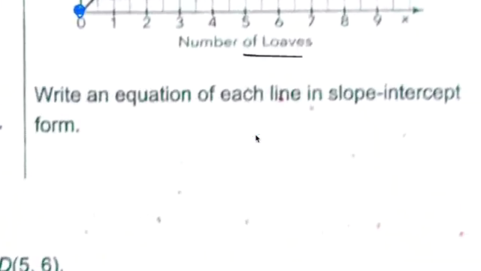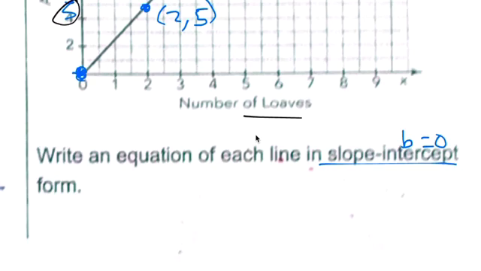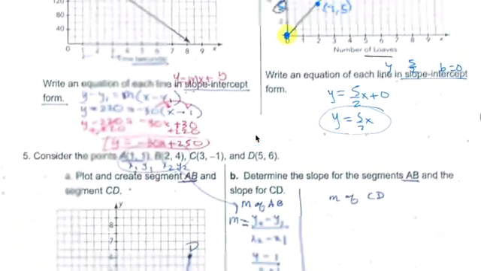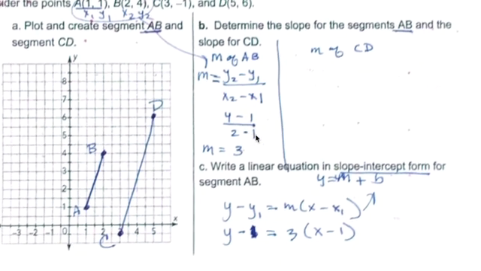Oh, write equation in slope-intercept form. Oh, we got the intercept of 0 here. Right here. That's the intercept right there. And the slope is 5 over 2. So y equals 5 over 2 x plus 0, or just y equals 5 over 2 x, right? You don't have to write that 0. Okay, number 5 here, we started in class.